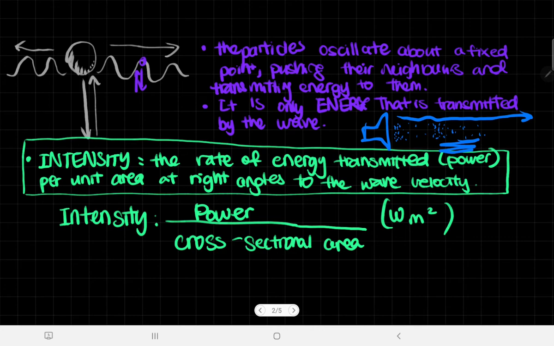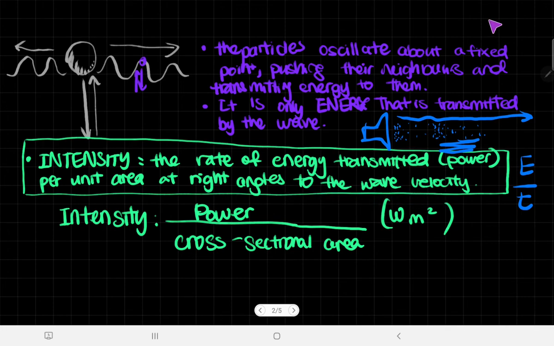Now the intensity: because waves transmit energy, it's applicable to think about the intensity of the energy, and how concentrated the energy transmitted by a wave is. Intensity is defined as the rate of energy transmitted, which is also power, because energy divided by time, or work done per time, equals power. So it's the rate of energy transmitted per unit area at right angles to the wave velocity.